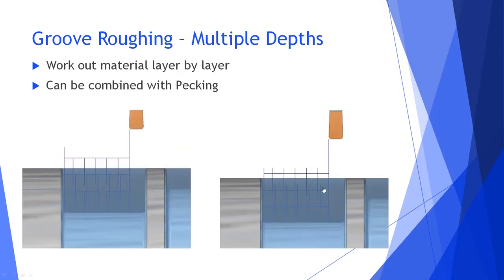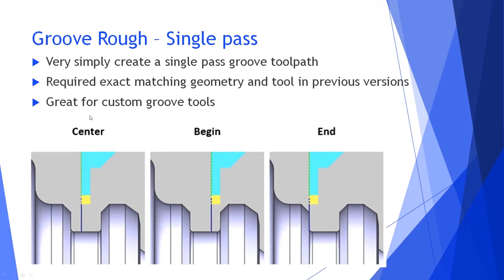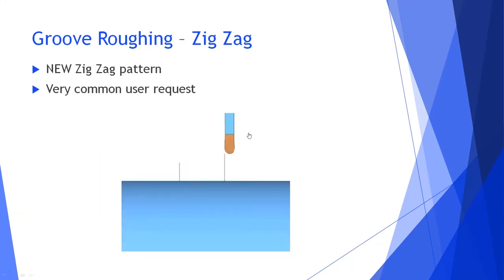Groove roughing, multiple depths: the ability to groove down at multiple depths, going back and forth with pecking. Then you have grooving with a single pass, where it does just a single pass down the center at the beginning or the end. If the insert is the size and shape of the groove you're looking for, you can just do a single pass where it plunges down. Groove roughing zigzag does a zigzag pass back and forth for the grooving, so you can groove in a zigzag pattern.